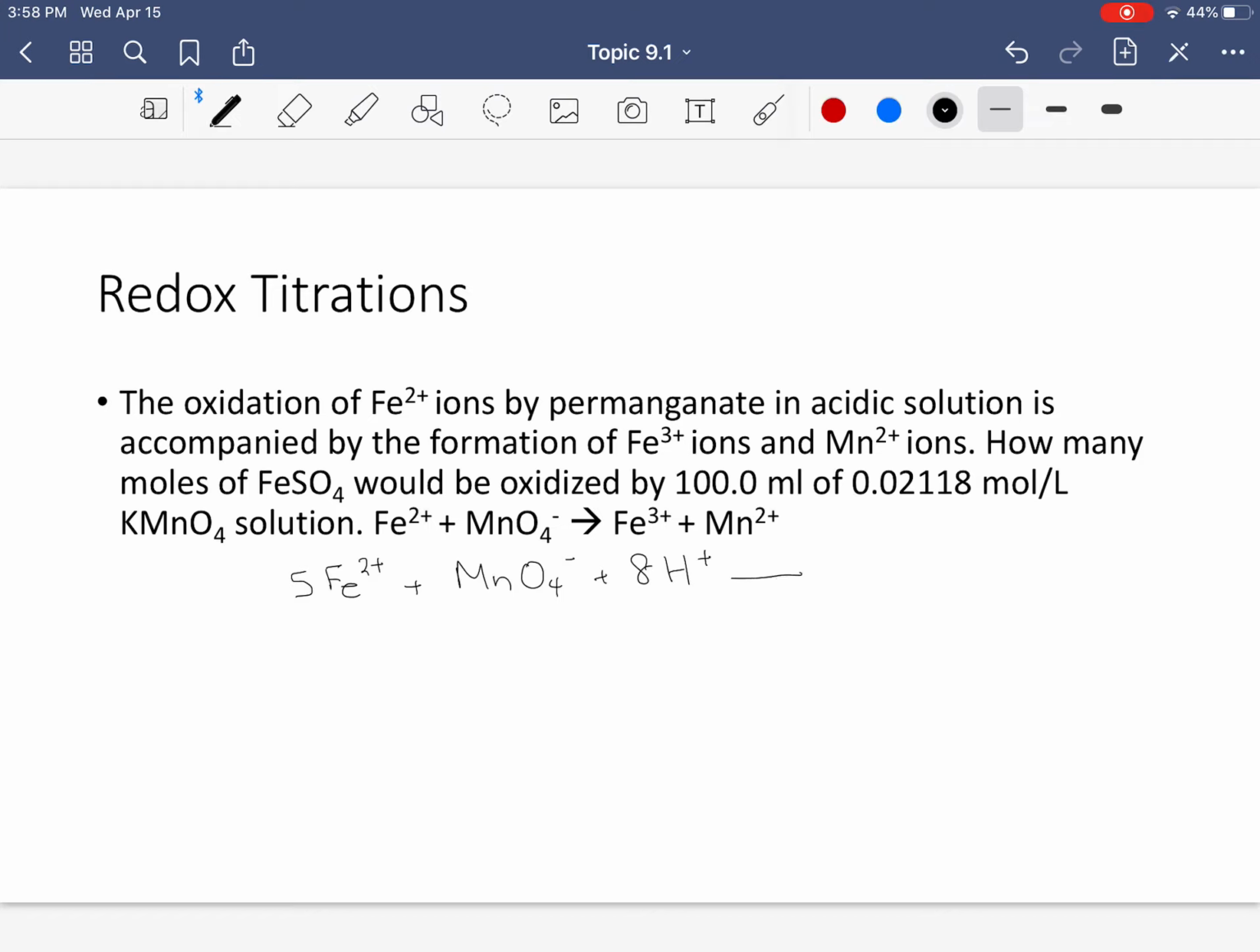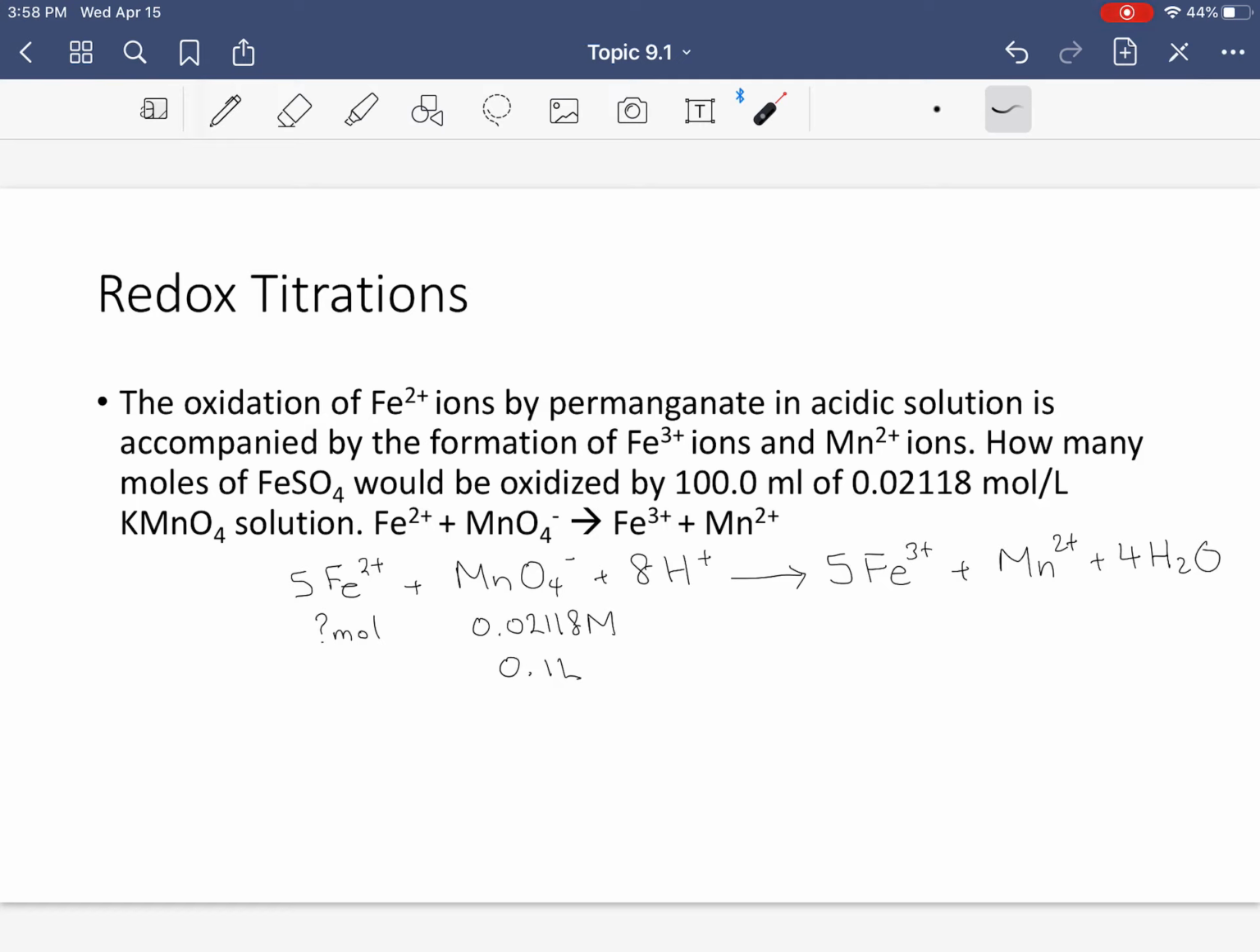You know that's important, because under basic condition, things will look a little different. Here you go. Okay, there's your redox balanced reaction. So still, you're looking for the amount of moles of this. And what you did is that you took this molarity of permanganate at this volume. What would be the moles of iron 2+?